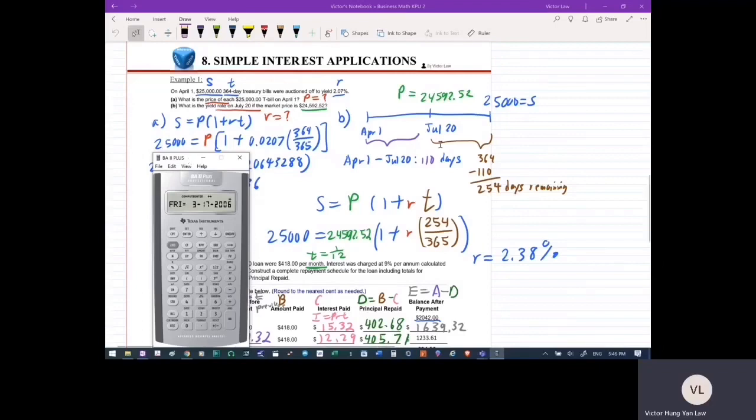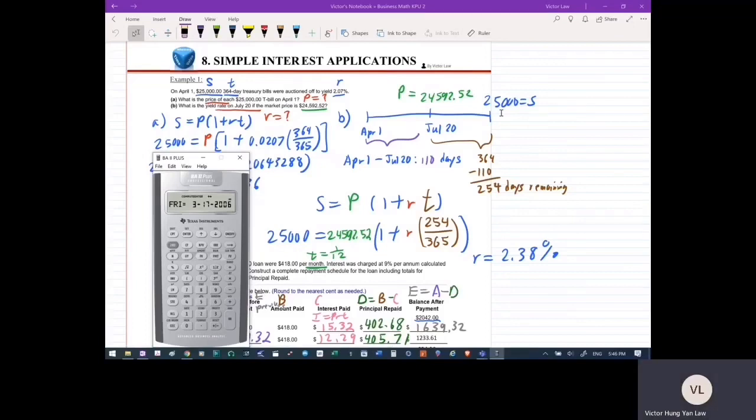Part B, what is the yield rate on July 20th if the market price is 24,592.52? If we look at the timeline here, on April 1st is when we bought the T-bill. And we know that on July 20th, the price of the T-bill is 24,592 at the end of 364 days. We have S, the maturity value, equal to $25,000.